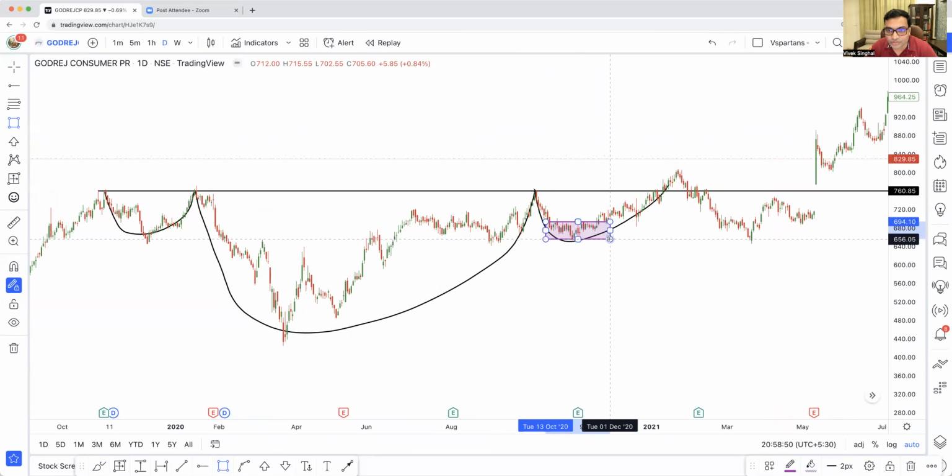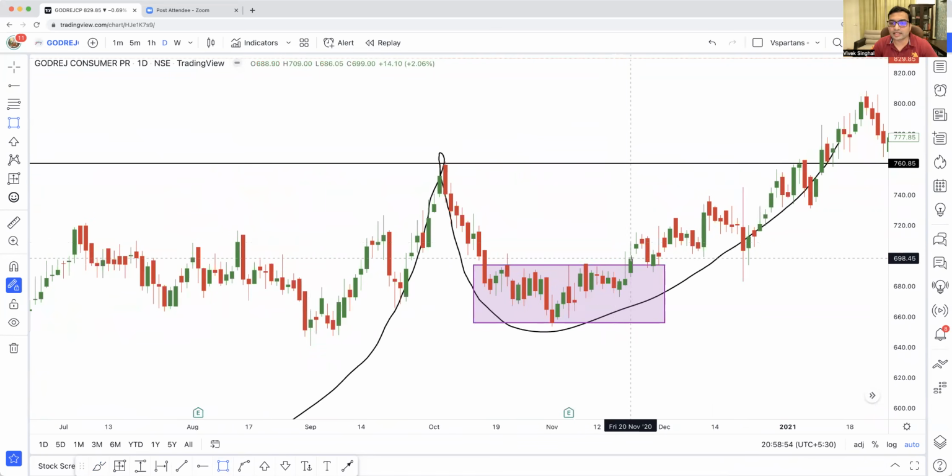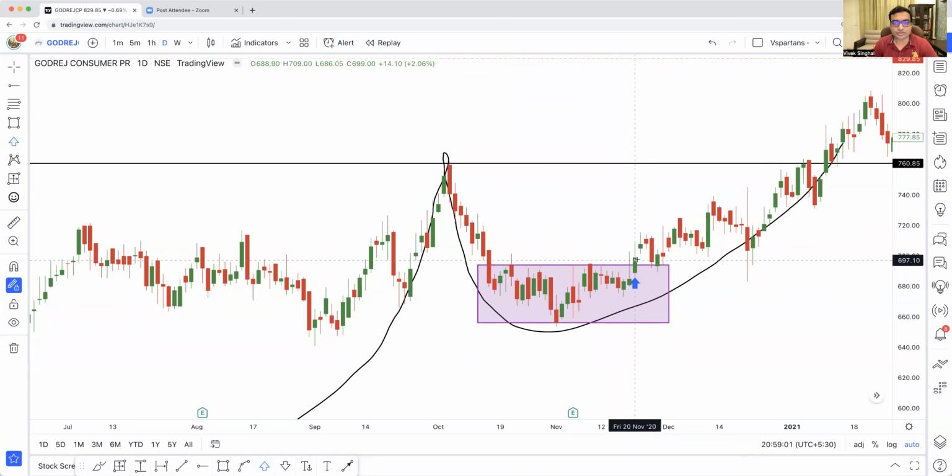this is the base formation, and there is a green candle on closing basis outside the range, this one here. So this is the buying level. This is the buying price.